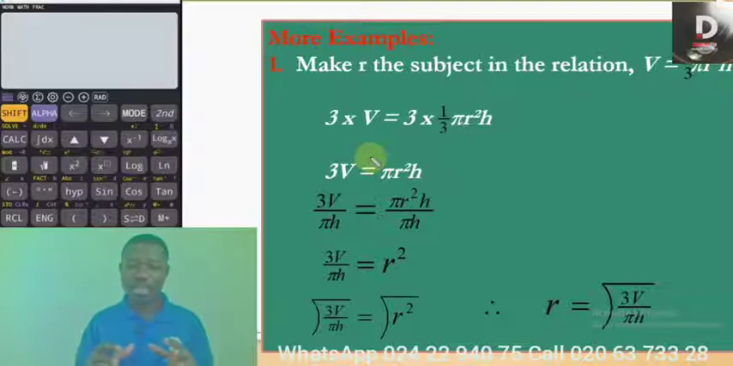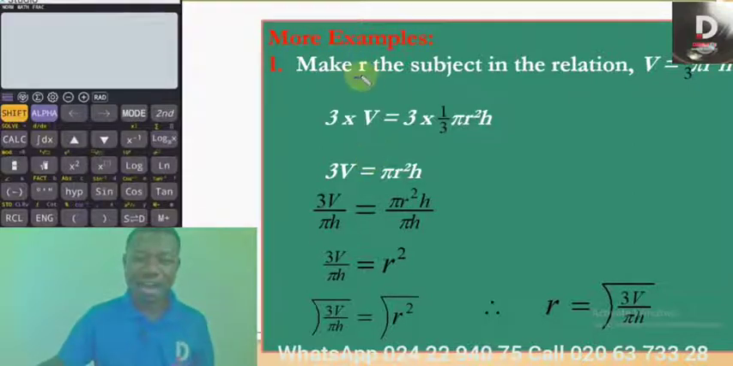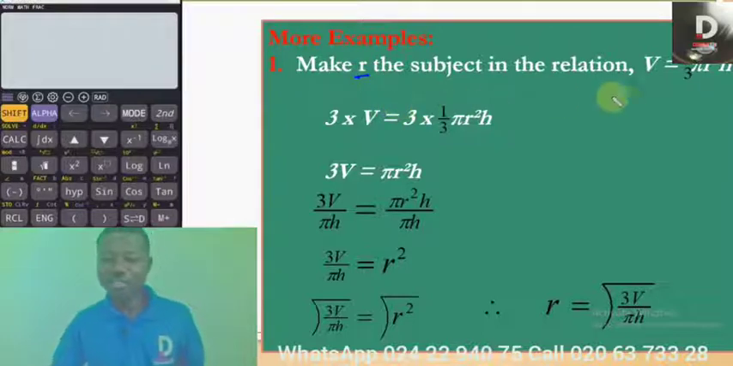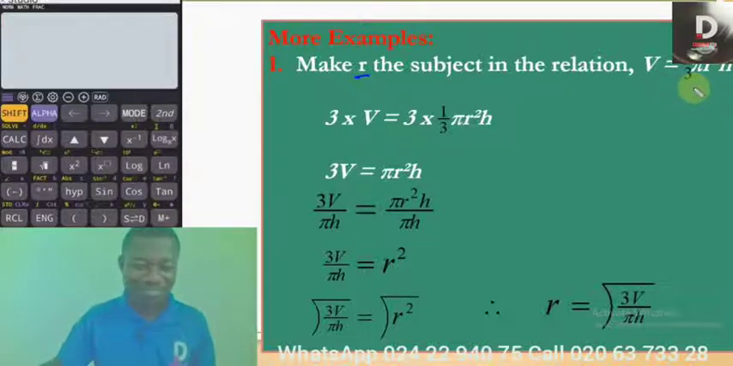Good. Here you want to make R the subject. You say make R the subject in the relation V equals 1/3 pi R squared H. What formula is that? Volume of what? Volume of a cone. So when you watch mensuration video, you know why it is like that. I'll explain. It's not formula. It's just simple English and logic to give it that formula.